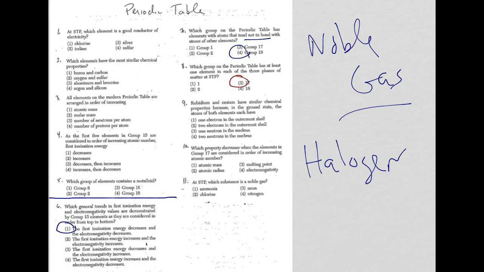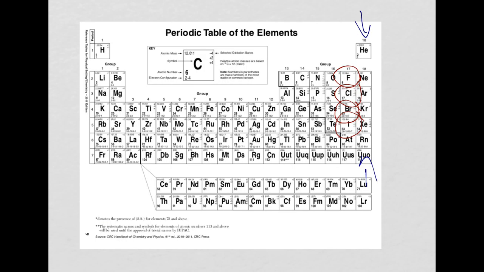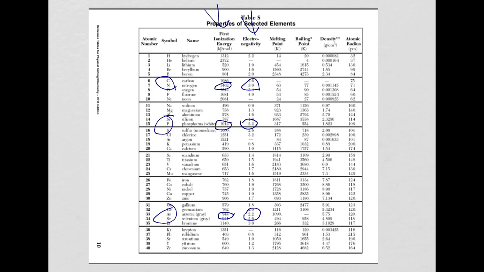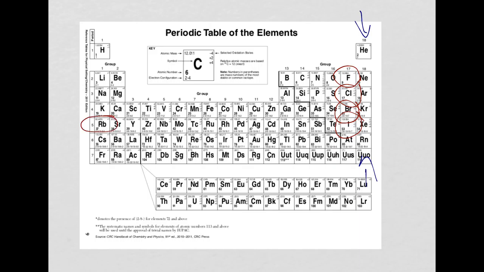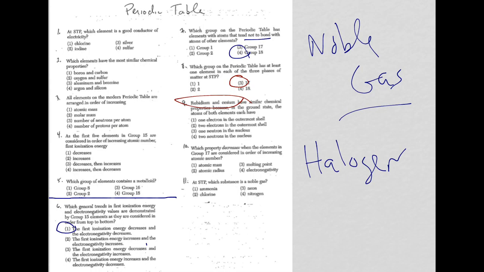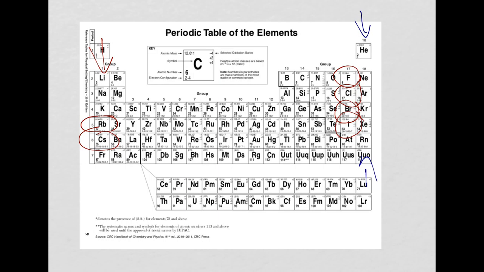Number 9, rubidium and cesium have similar chemical properties because in the ground state, both of these atoms... Well, typical New York State Regents fashion, rubidium and cesium, I need to find those on the table. If you do not know what symbols they are, you need to find them on Reference Table S. They are Rb and Cs, they're here. Again, if you don't know the symbols, take the time to look. They're in group 1. So sure enough, they both have one electron in the outermost shell because they are alkali metals, if you didn't know that fact. Look at their electron configurations. All right, they're all ending in 1.